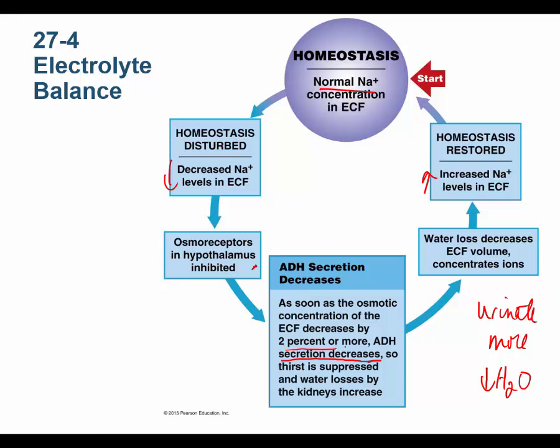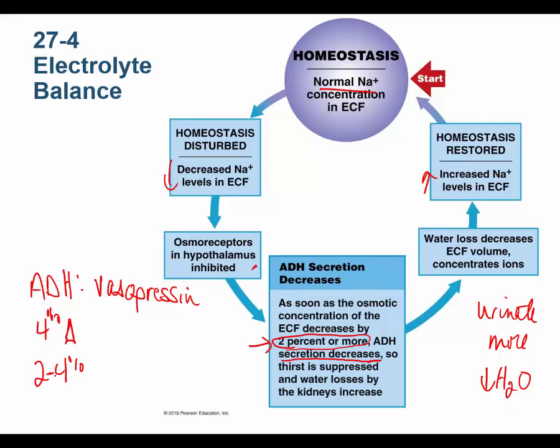Oh, look at that. I said 4% a couple lectures ago. Remember how ADH is also called vasopressin? And I said the osmolality is the major stimulus. I think I said a 4% change in osmolality causes ADH to be secreted or suppressed. Now I'm talking about secreted or suppressed. Your book is saying 2%. I'll go with 2. I might have actually said 2 to 4 in my previous lecture. And by the way, that equals change.